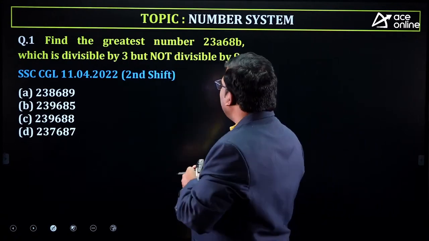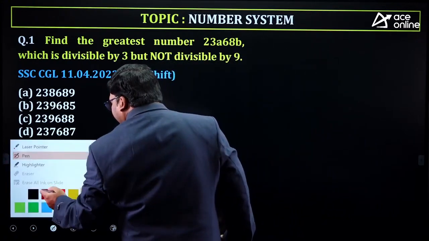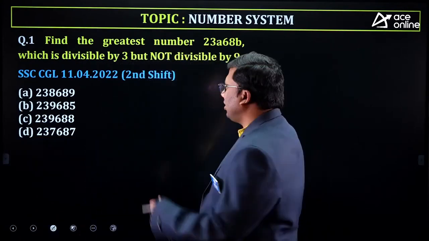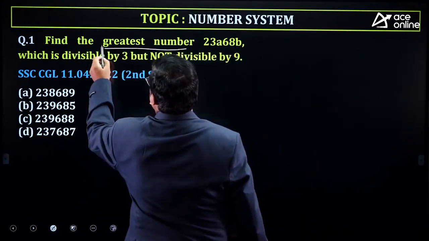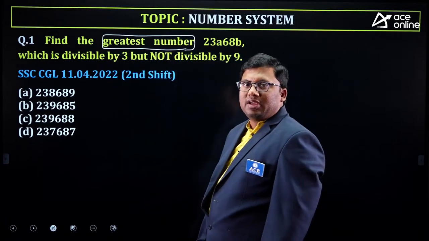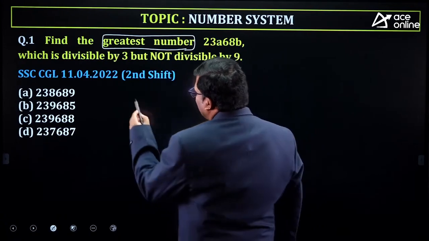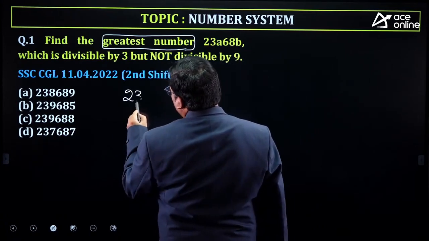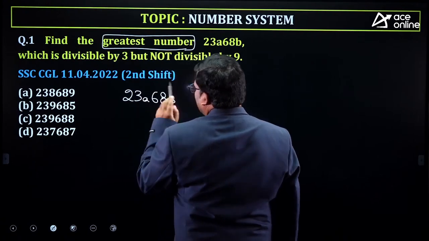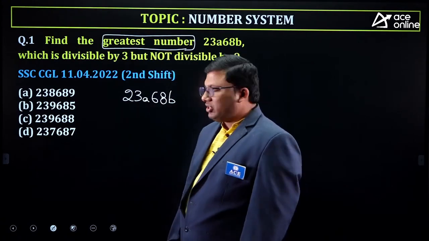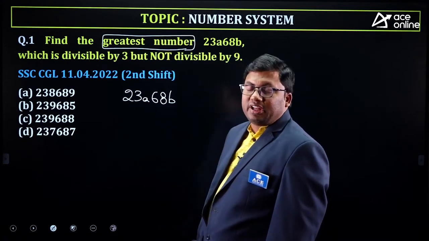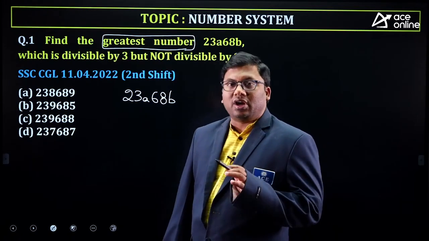See the first question. Find the greatest number. We need the largest number. The number value should be largest. It is clear to me. Next one. What is the number that is given to us? The number is 23A68B. A and B alphabets denote digits, whose values we do not know.